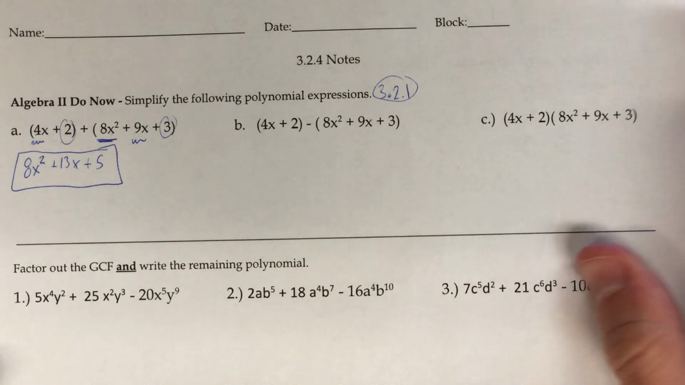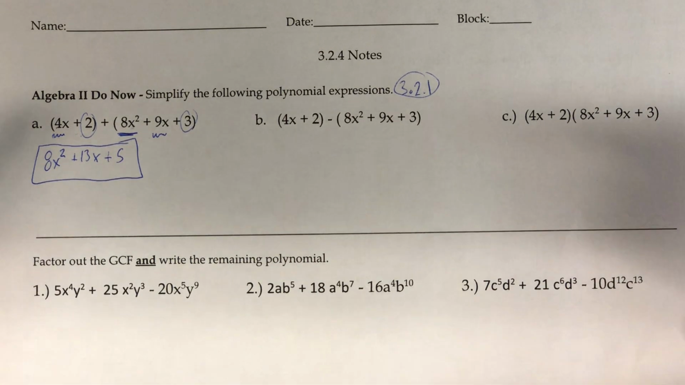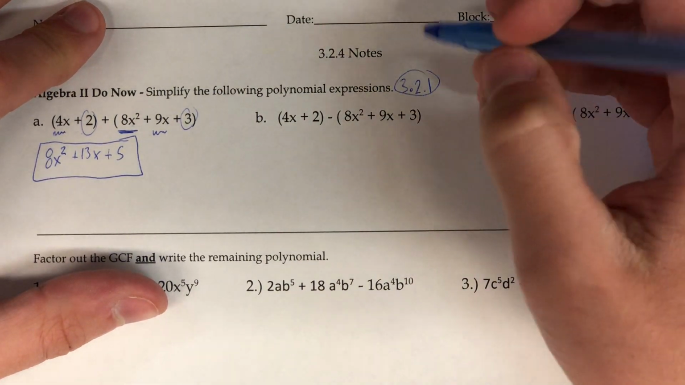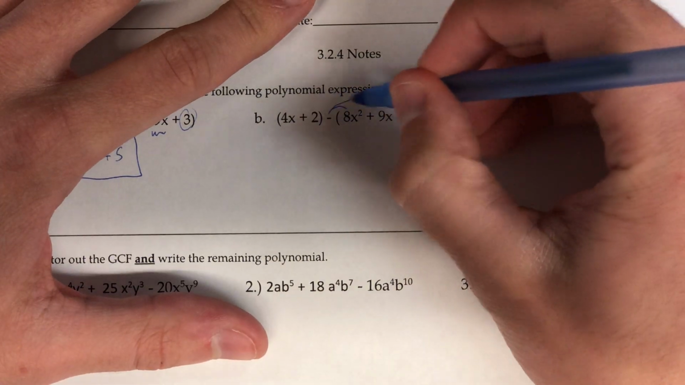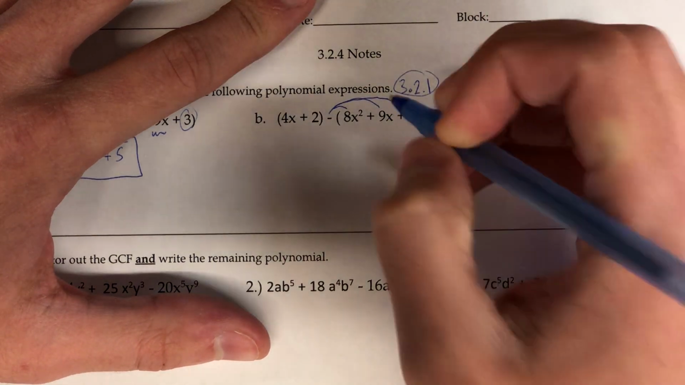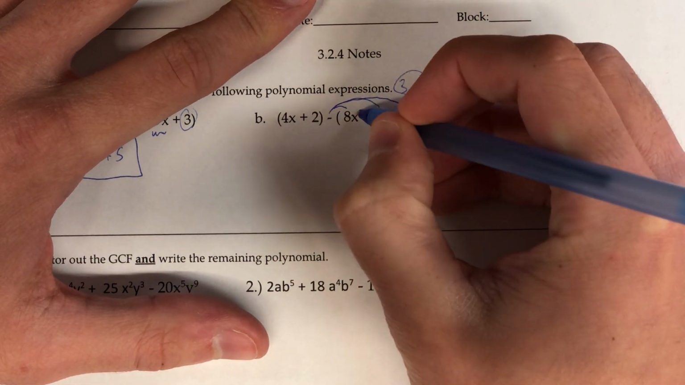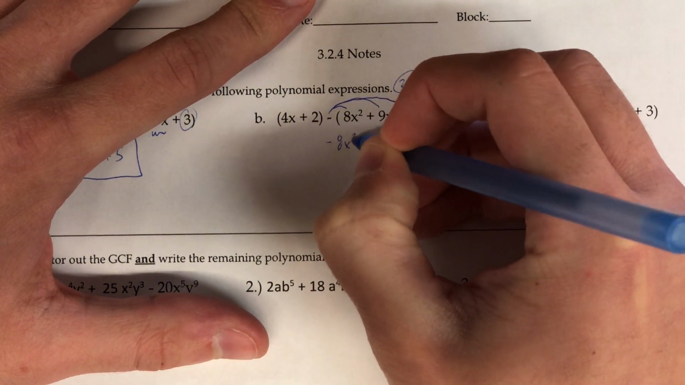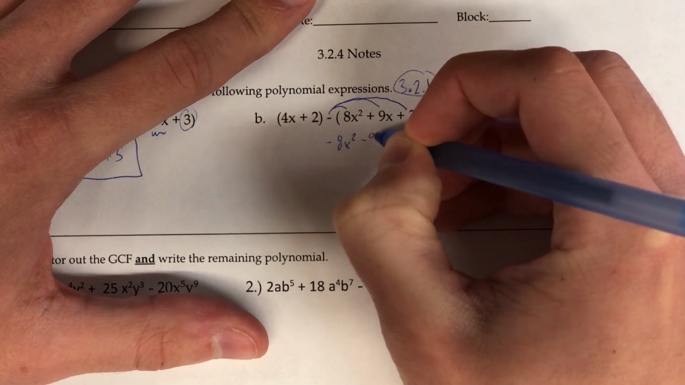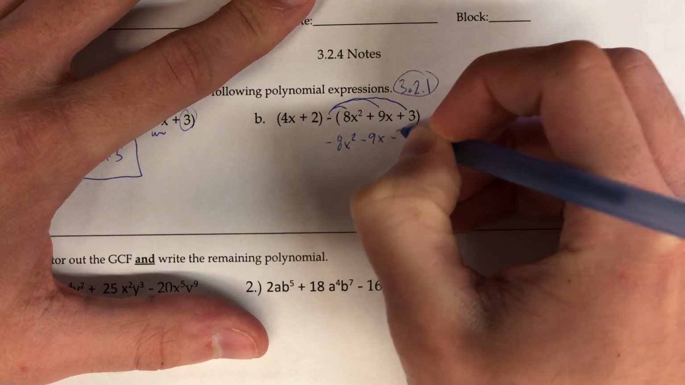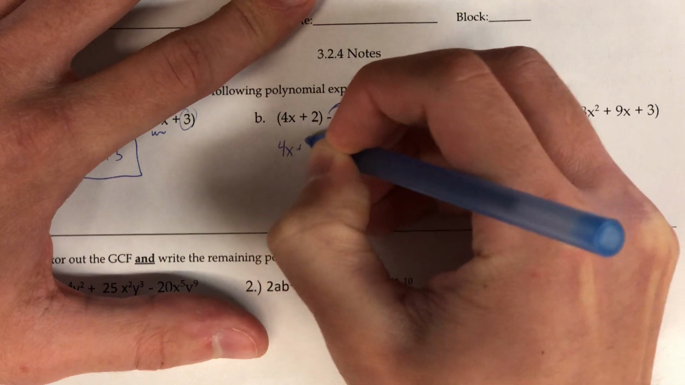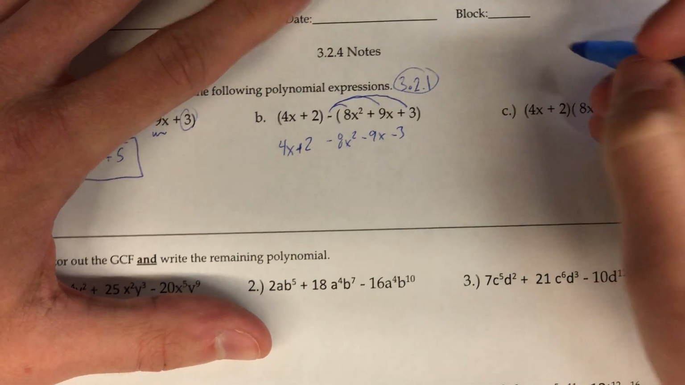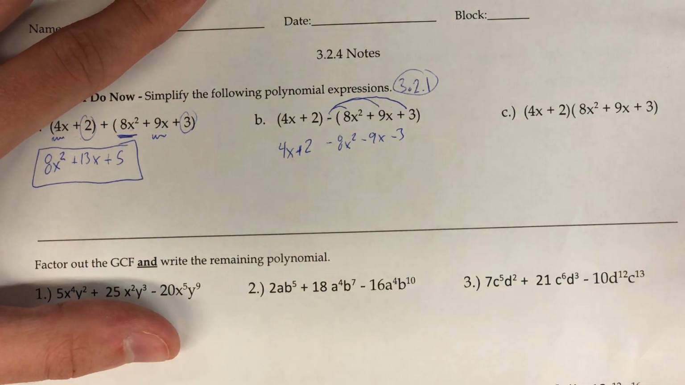Okay. For b, when we're subtracting, this is where we like to take that extra step and distribute that negative so that we don't forget that subtraction's there. So we're doing -1 times -8, -1 times 9, -1 times 3. So now we can just combine things as they are, not worry about that subtraction in the middle.